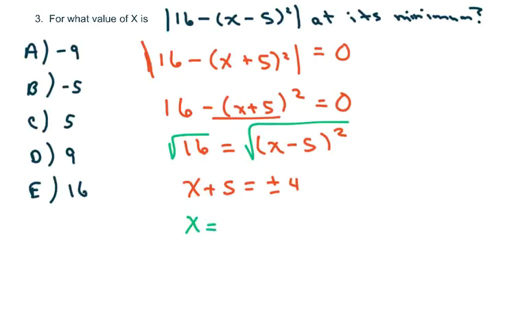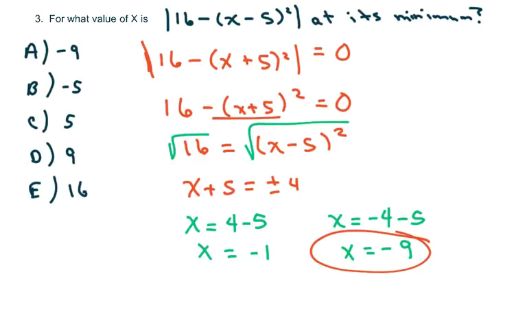So x equals 4 minus 5, and x equals negative 4 minus 5. So we get x equals negative 1, and x equals negative 9. And if you look, there's only one answer choice that matches it, and it's negative 9.